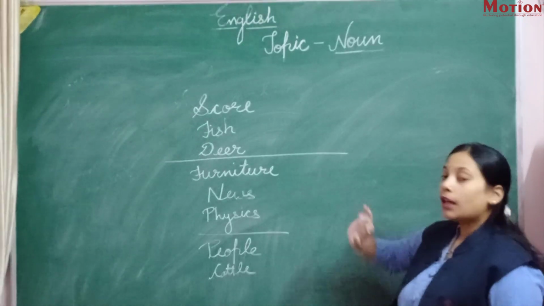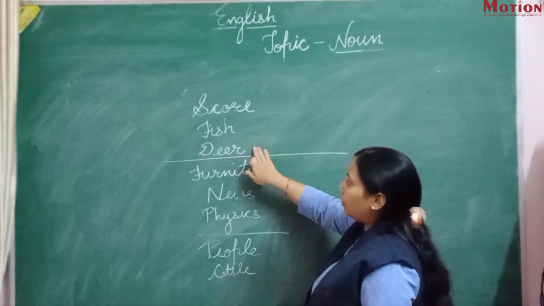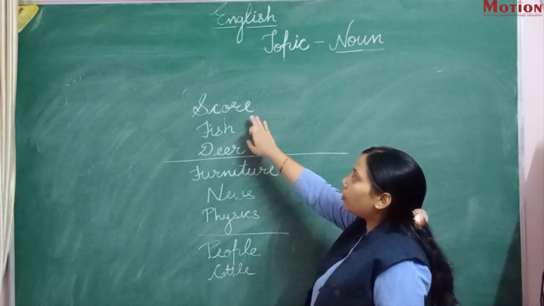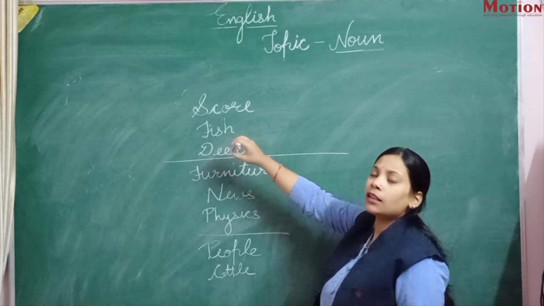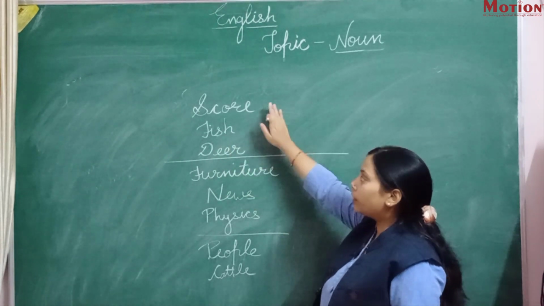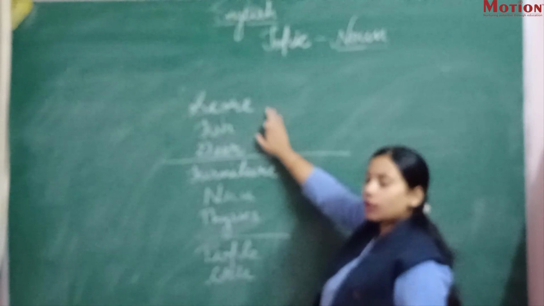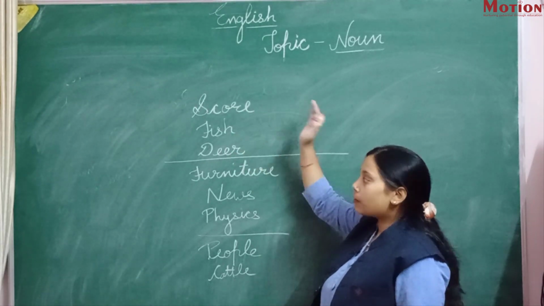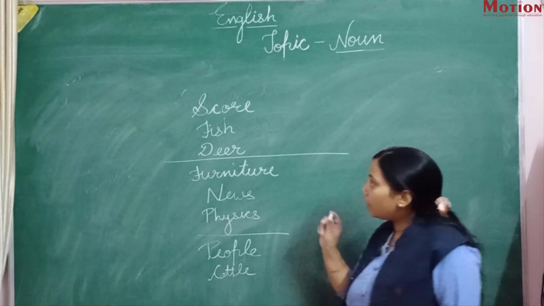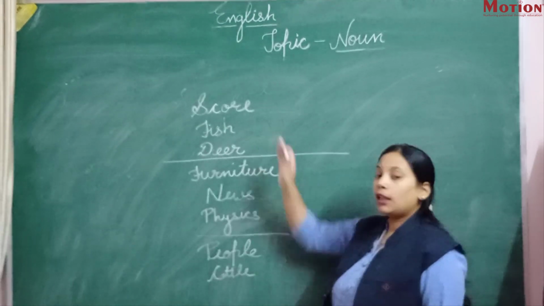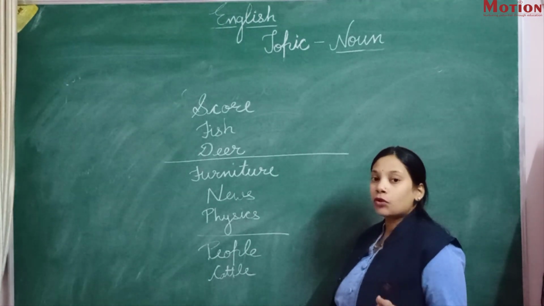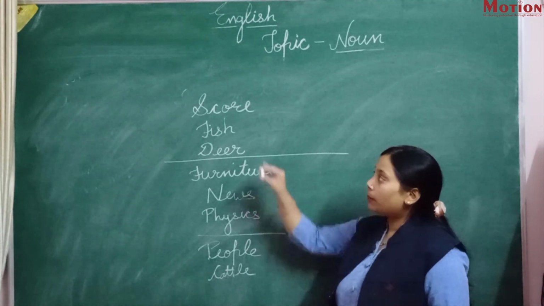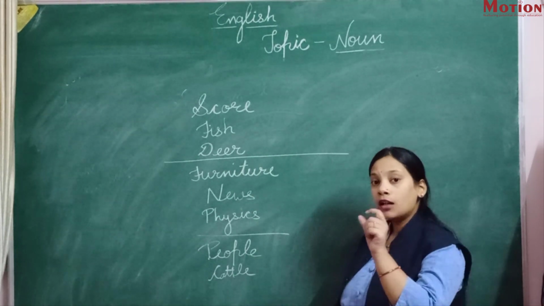There are some other exceptions I have to share with you about nouns, that uncountable nouns rarely have plural forms. Like score, fish, deer. So we will not use s, es, ves, or any other plural ending with them. These will be like that only, used as singular as well as plural. For example, if I say he made many score, I will not say scores. It will be only score. Scores will be the wrong one.